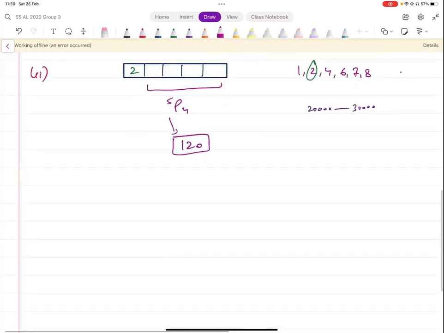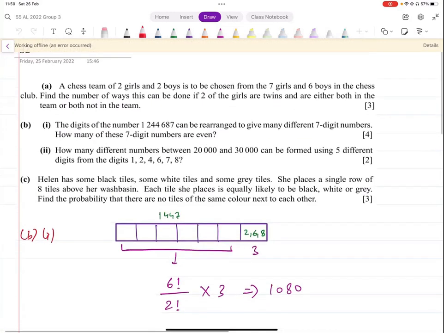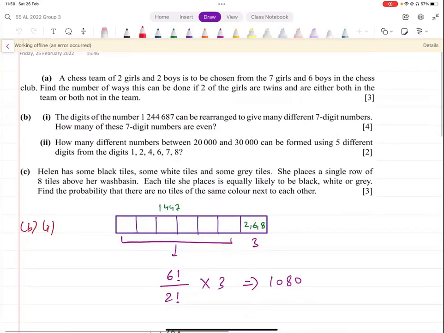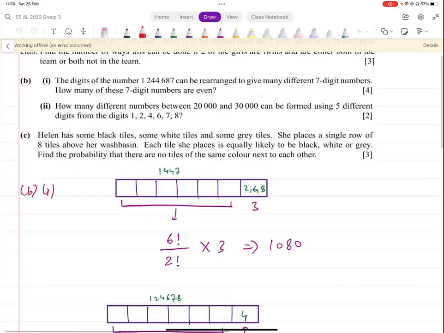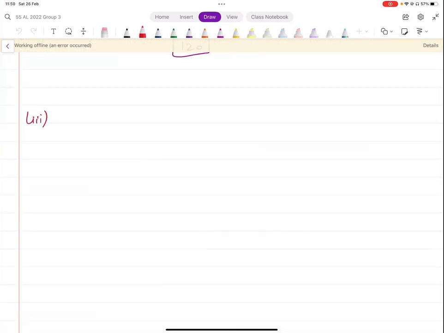So we have part three here. Helen has some black tiles, some white tiles, some gray tiles. White, black, and gray. There are three different colors that we have.